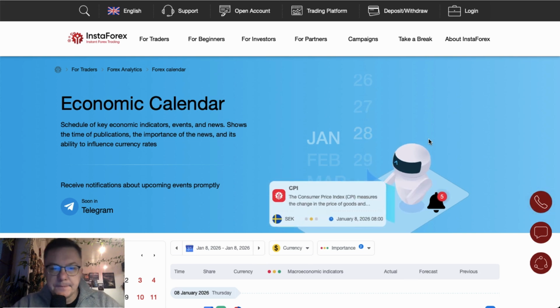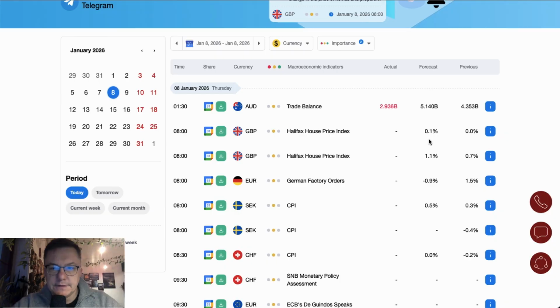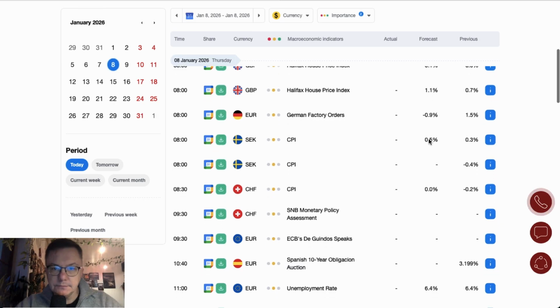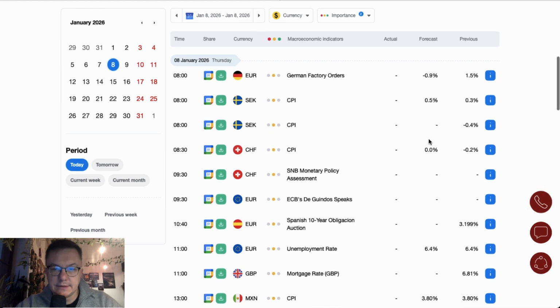Today is Thursday, January 8, 2026. Let's take a look at what we have on the economic calendar for today. The Asian session was almost without events. We had only trade balance data from Australia, which is shrinking from 4.35 billion Australian dollars to 2.93 billion Australian dollars. We are waiting for the Halifax house price index from the UK, and then German factory orders from, of course, Germany. Both of these events are scheduled for release at 8 o'clock.